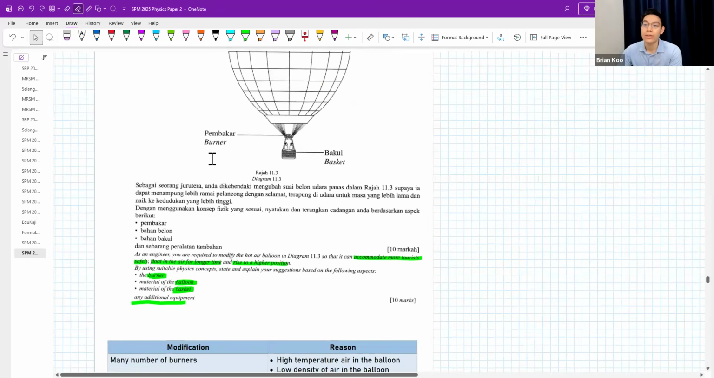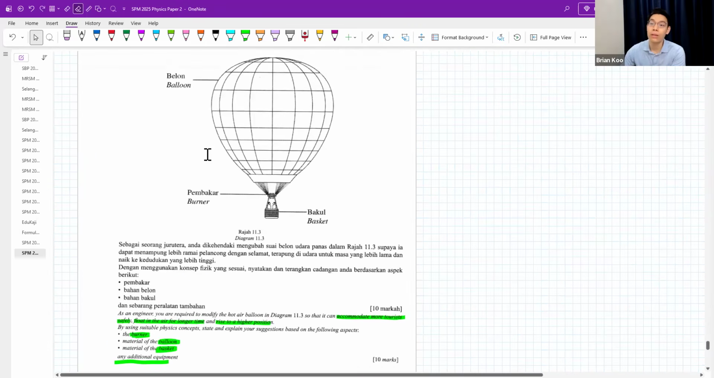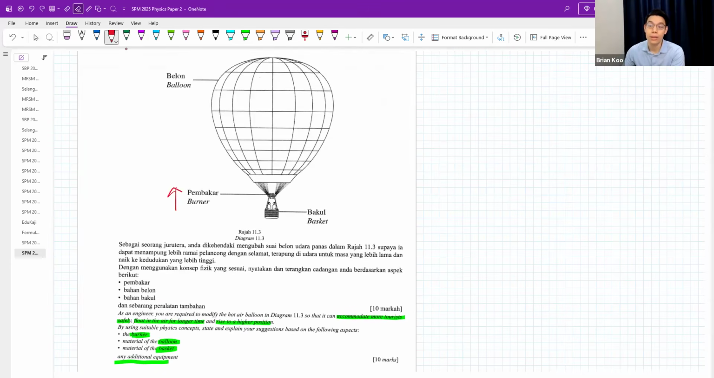Okay. So a few things that you can say. Burner, you want more burner. Yeah, more burner. So that you can burn the air inside the balloon faster. Material of balloon, you can choose something that is light, something that is strong, something where air cannot pass through, right? Or else the air keep on escaping. Something where it is fireproof, maybe waterproof. And there's one good material for this balloon, where you can use nylon. Yeah, you can use nylon.